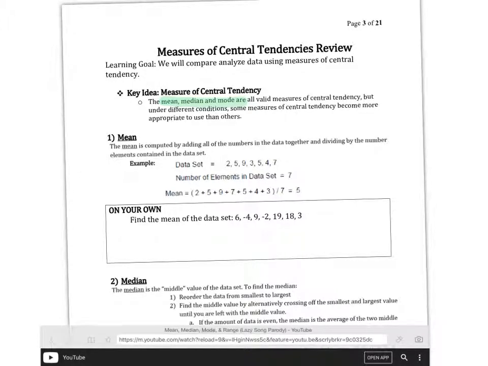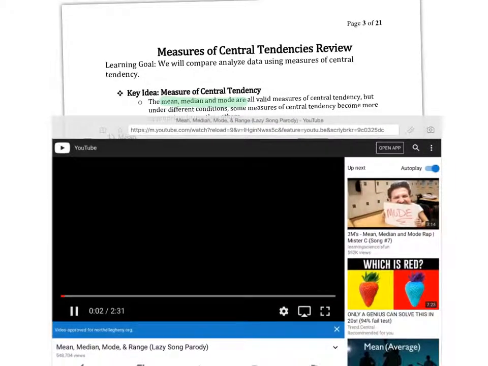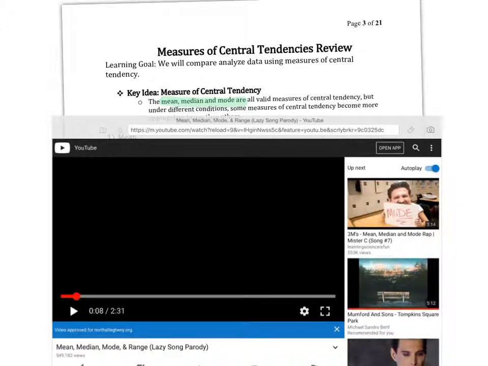So make sure as you're going through, read the example, kind of look at how it's done, and then complete the on your own. Now, there's lots of different songs and ways to memorize mean, median, mode and their definitions, but in case you want another example and just kind of a fun way to memorize which one's what, here's a video that kind of goes along with the Lazy Song by Bruno Mars. So if you want to check it out, go ahead and keep watching, or you can fast forward through it.